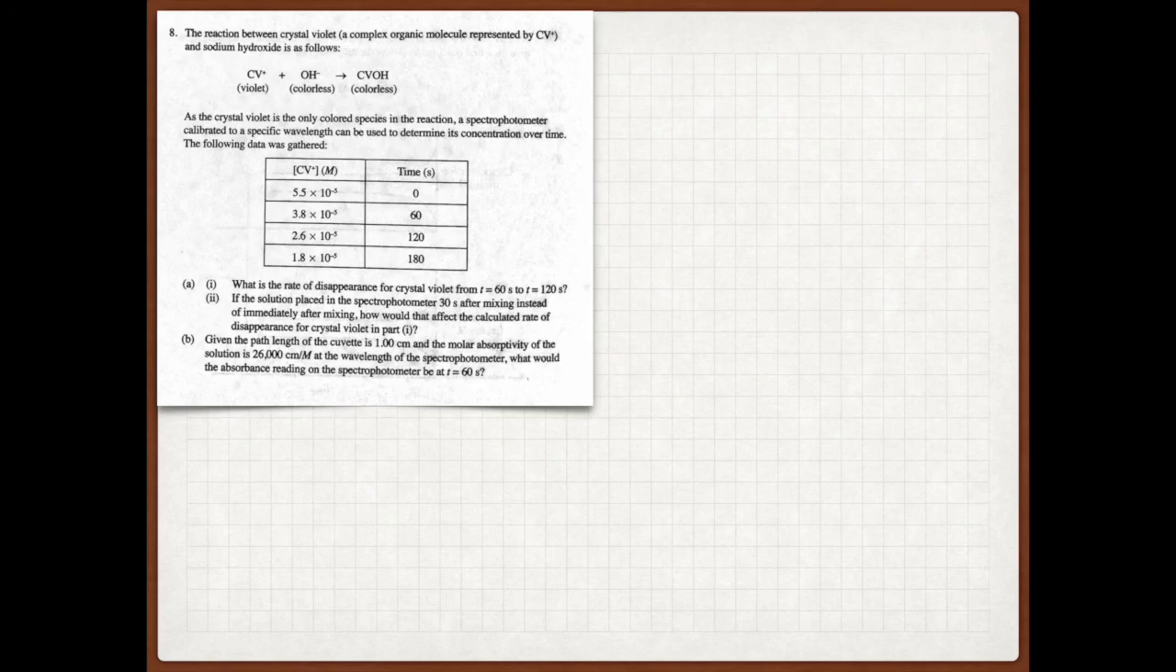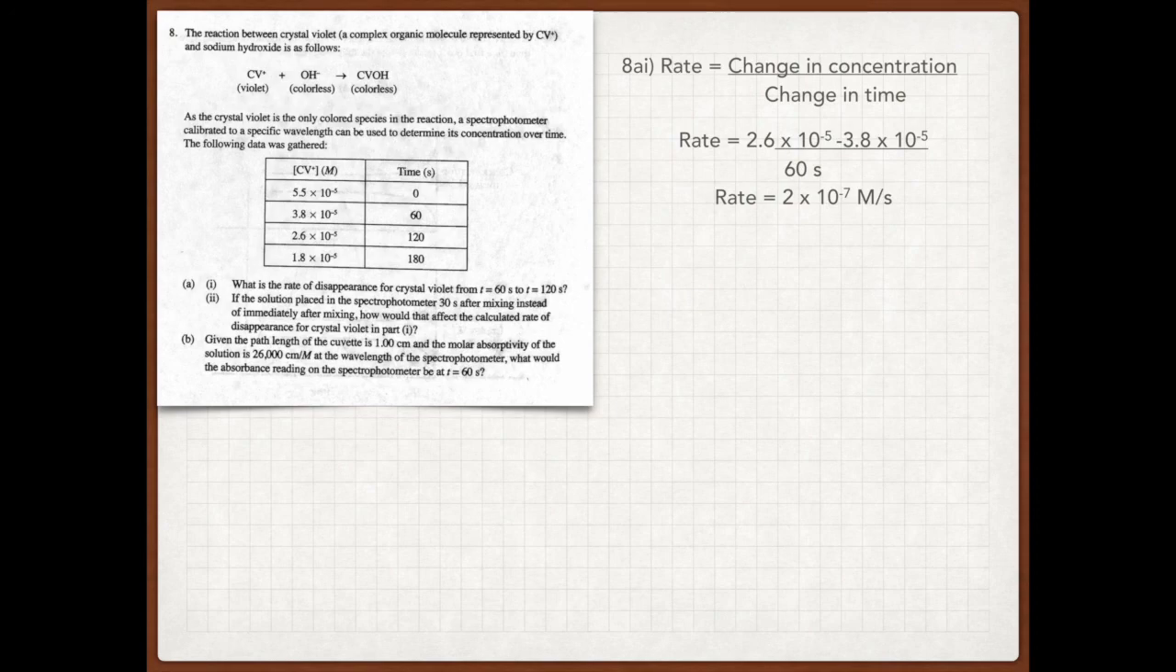So I'm going to do final concentration minus the initial over final time minus initial time. So it would be 2.6 times 10 to the negative fifth minus 3.8 times 10 to the negative fifth, and divide that by 60 seconds. And so what I get is 2 times 10 to the negative seventh molar per second. Now that should actually be negative, but since it says the rate of disappearance, the negative is implied.